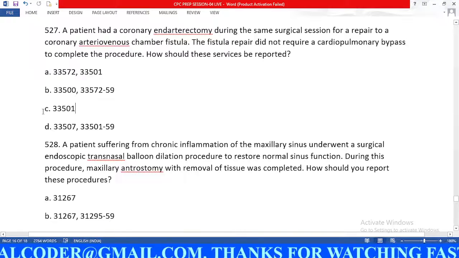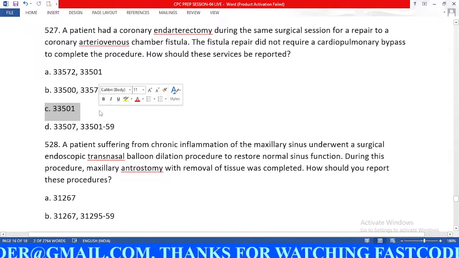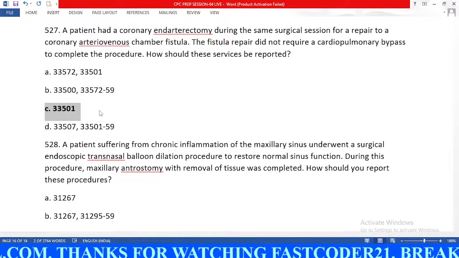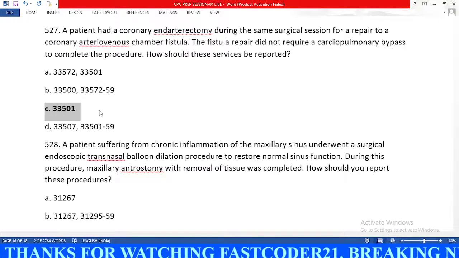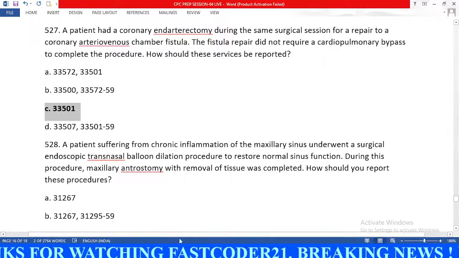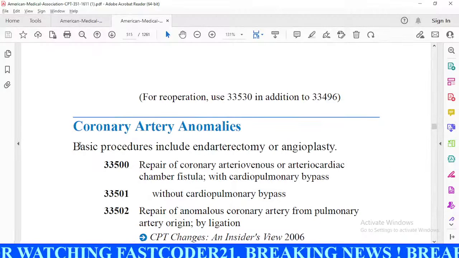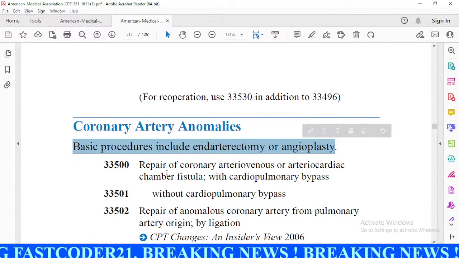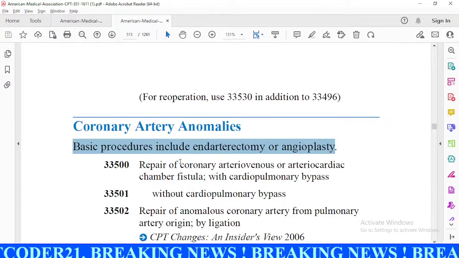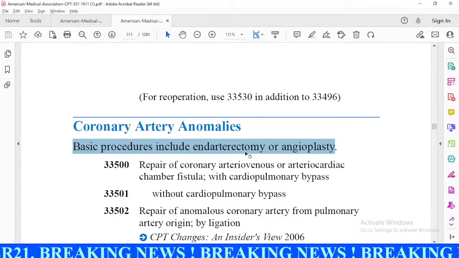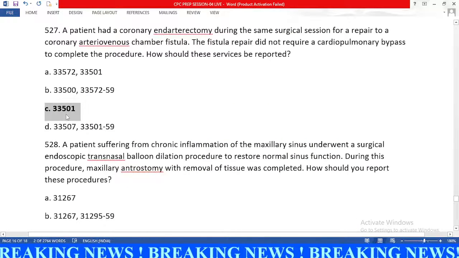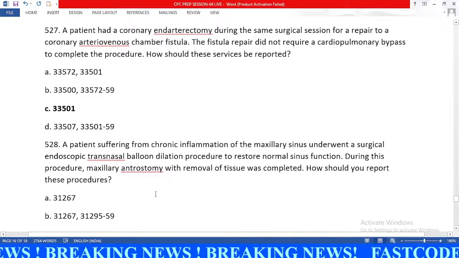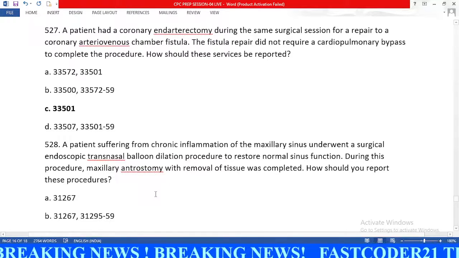So here our answer is 33501. The people who wrote 33501 are all correct. I think Asha wrote option C correctly. As per the CPT book description or guideline, along with repair of fistula, we don't need to code endarterectomy. So here our answer is 33501. If you have any doubt, mention it in the chat box.